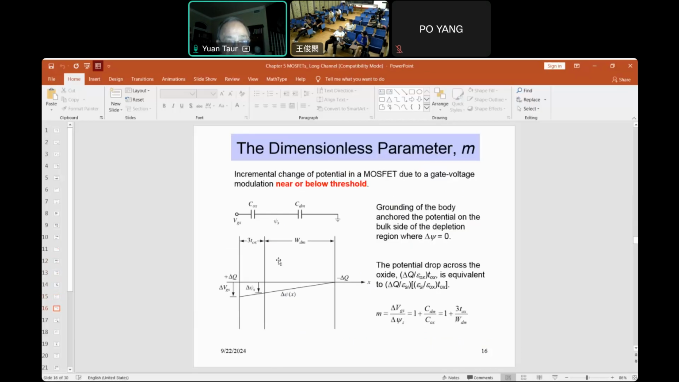Physically, there's a simple explanation of M. We can consider the VGS. We apply VGS between the gate and the silicon substrate or the source. Source and substrate are bonded. And so there are two capacitors, COX and then CDM. CDM is in silicon, COX is in the oxide. And psi S is the surface potential, the potential here.